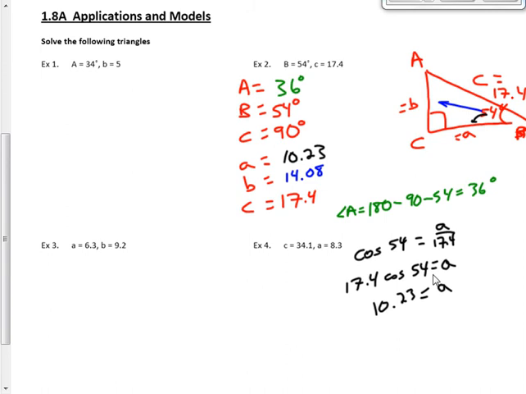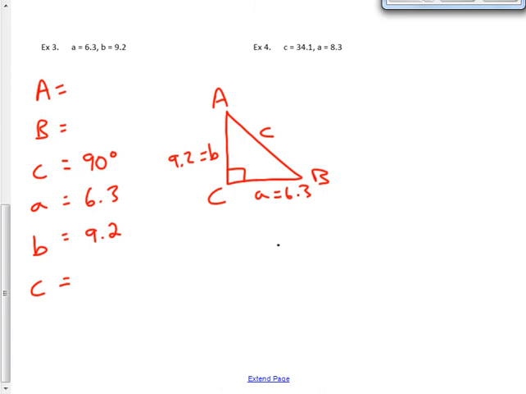Okay, so we went through and solved example 2. Now on to example 3. So when I go through in example 3, this is the reason why we're doing this section, what makes it a little bit different than what we did before.